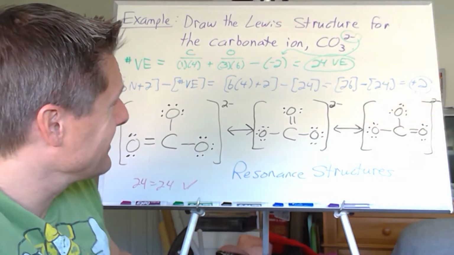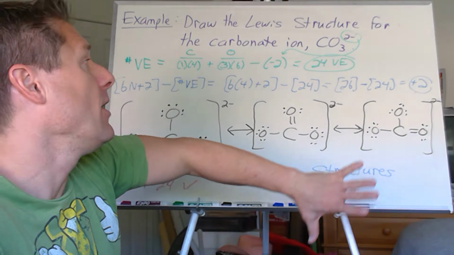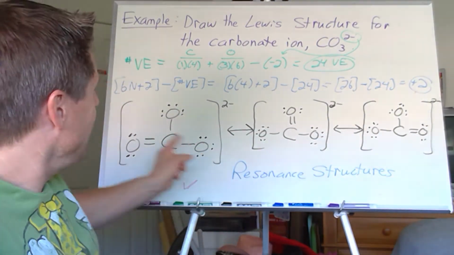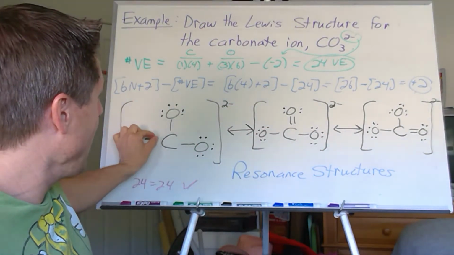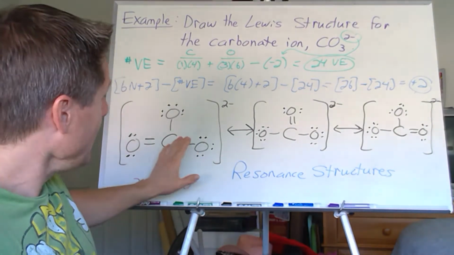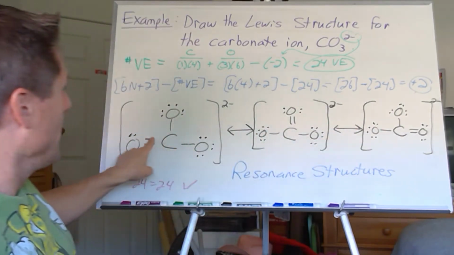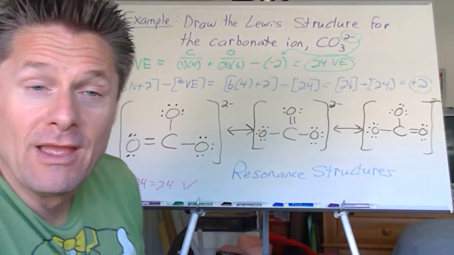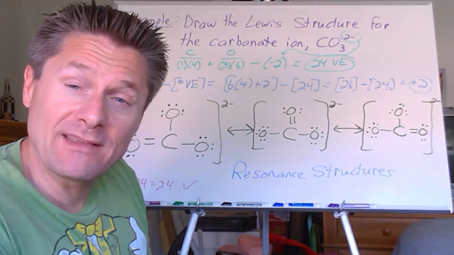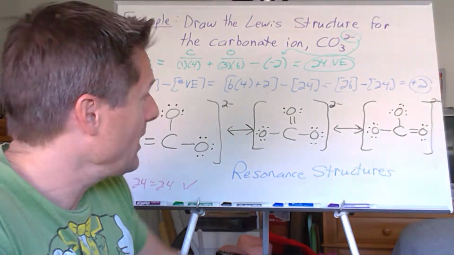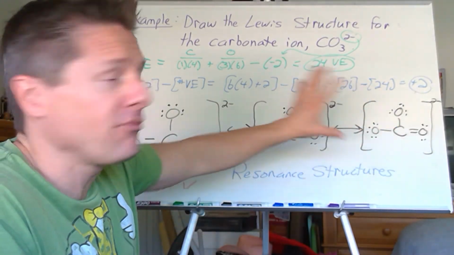So to fix that, we say the actual structure is not one of these. It's actually a blending of all 3. It's not that the electrons are moving back and forth. They're just spread out. So that extra multiple bond gets spread out. It's here a little bit, here a little bit, and here a little bit. Maybe a third of it's here, a third there, a third there. So really each bond is like 1 1/3 bonds. Not quite a single bond, not quite a double bond, somewhere in between, but closer to a single bond, about 1.3. And the true structure is all three of those blended together.